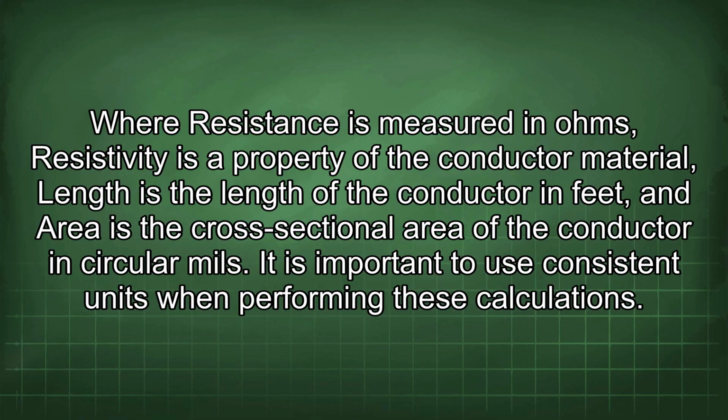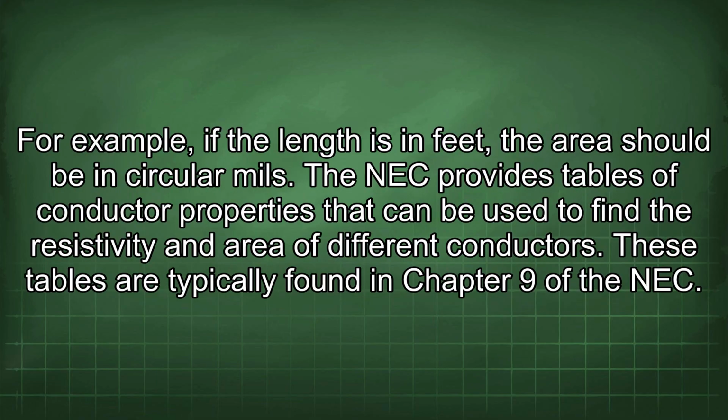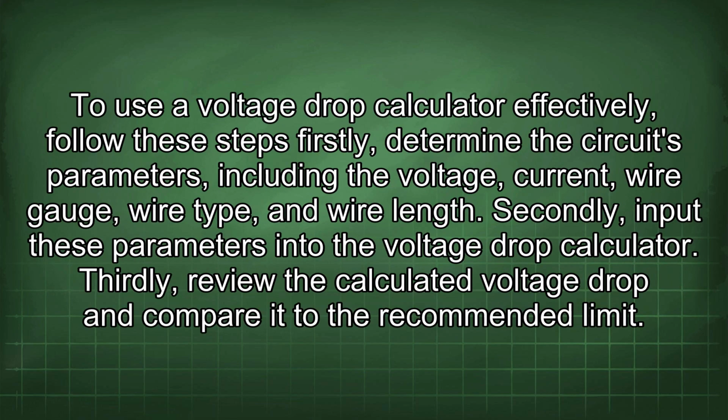It is important to use consistent units when performing these calculations. For example, if the length is in feet, the area should be in circular mils. The NEC provides tables of conductor properties that can be used to find the resistivity and area of different conductors. These tables are typically found in Chapter 9 of the NEC. To use a voltage drop calculator effectively, follow these steps.